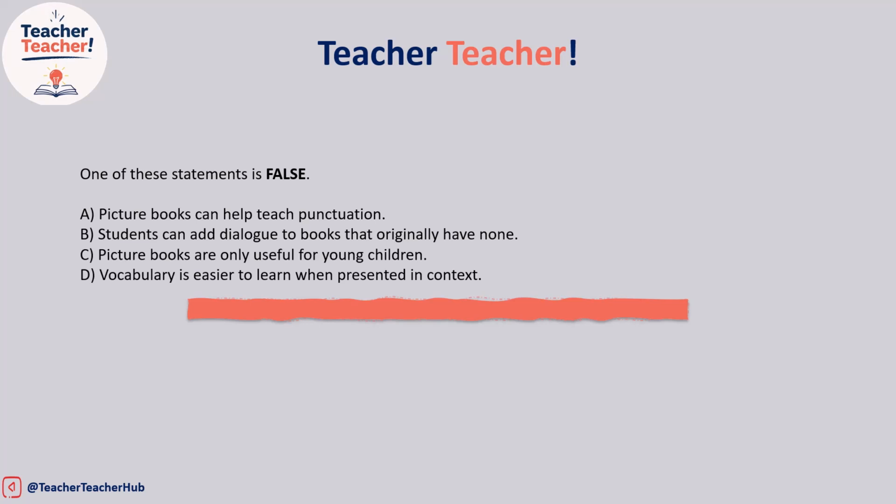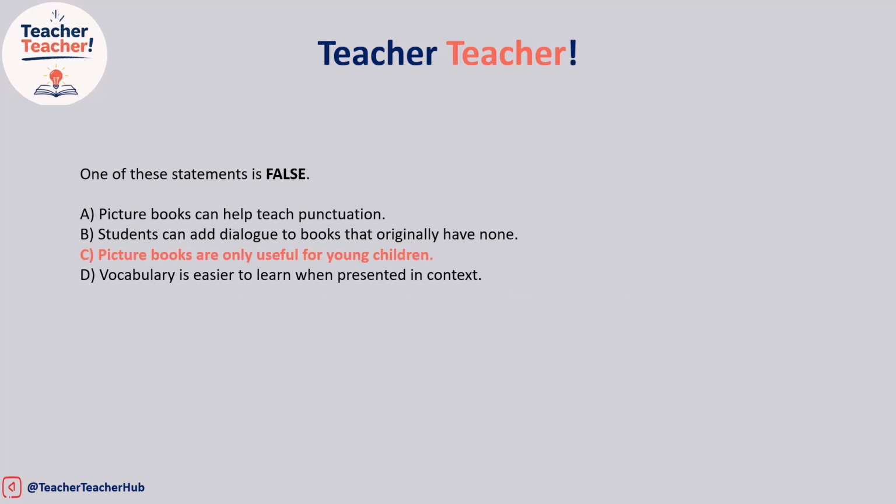So I guess I already answered this question. It says which sentence is false, and that's sentence C. It says picture books are only useful for young children. Well, yeah, we mostly use them with young children, but you can use picture books for any level and any age group, actually. Adults do not see picture books that much. So if you use them in an adult lesson, you can add variety to that lesson.